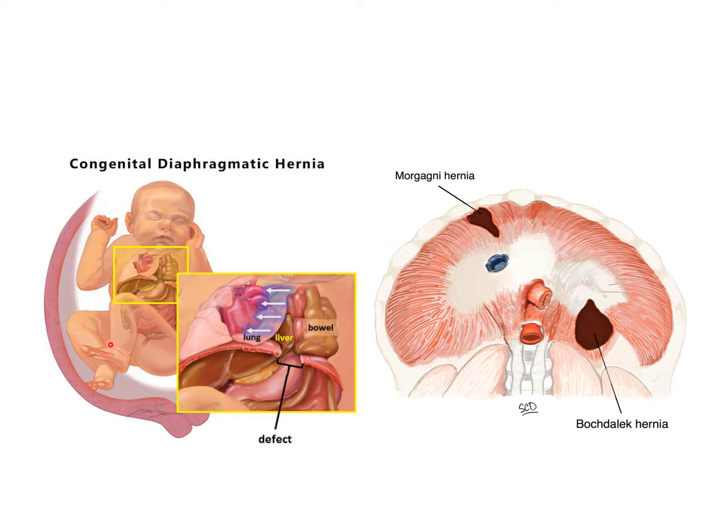In the first diagram, we can see the congenital diaphragmatic hernia, which means there is herniation of the contents in the abdomen into the thoracic cavity due to deficiency of the diaphragm. In the diagram on the left side, you can see the Morgagni hernia, which is in the anteromedial aspect of the diaphragm. You can see on the posterolateral aspect, the Bochdalek hernia.